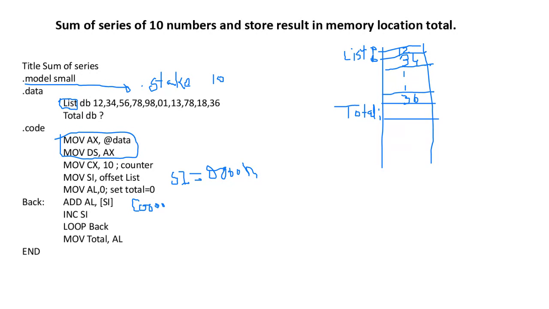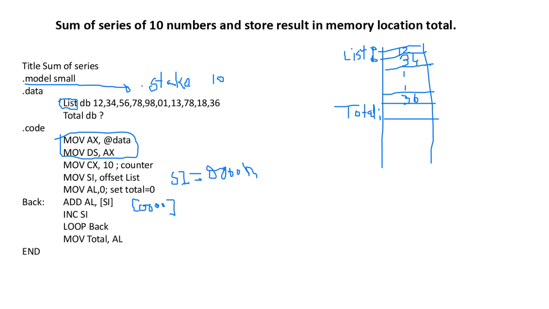The offset of that data is 0000H, or square bracket si, meaning the memory location with offset 0000H. That data will be added with AL and the result will be saved in AL. So what is the data at offset 0000H? It's 12. So AL plus 12. AL at the beginning we initialized as 0. Now 0 plus 12 is 12.